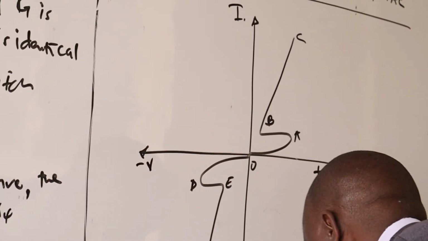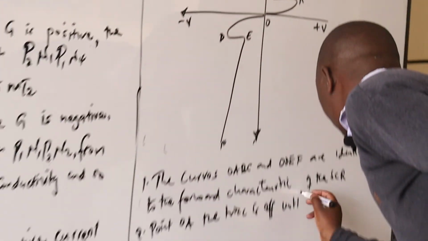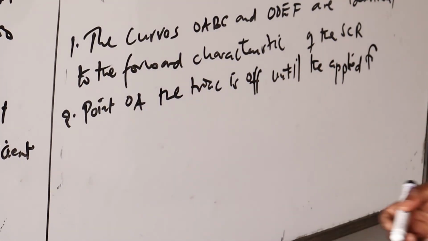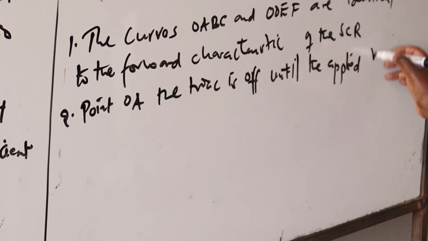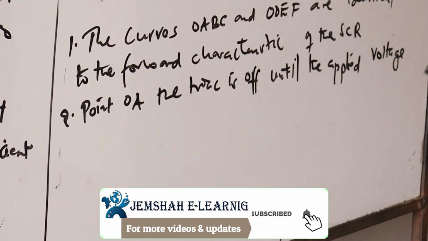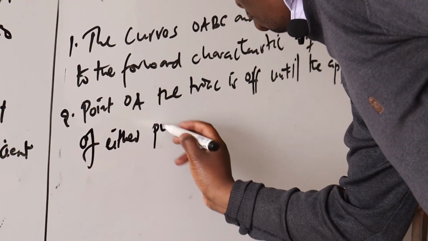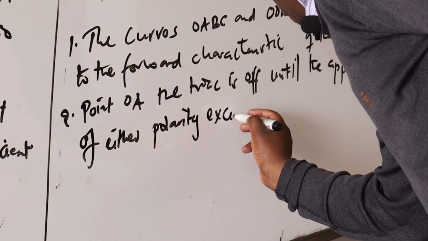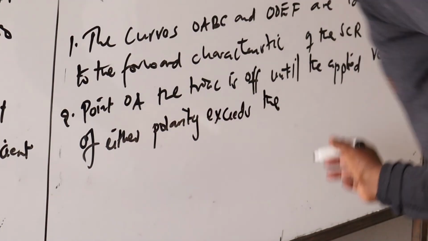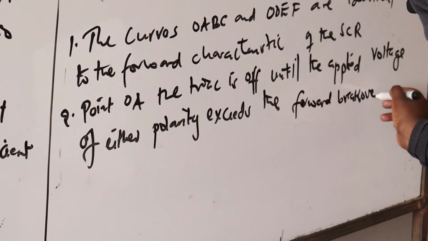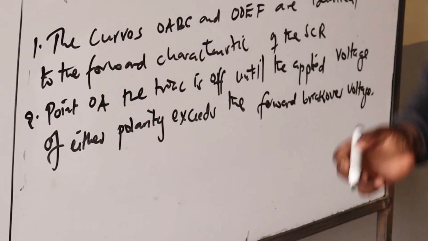The Triac is off until the applied voltage of either polarity exceeds the forward breakover voltage.